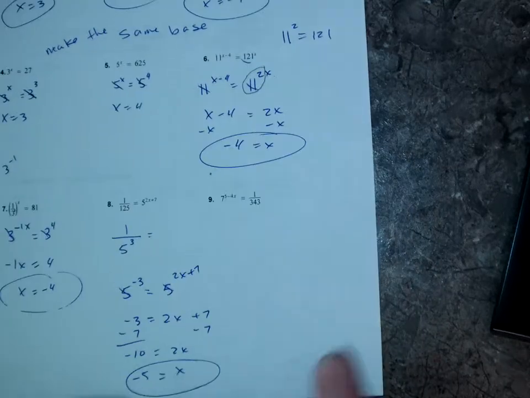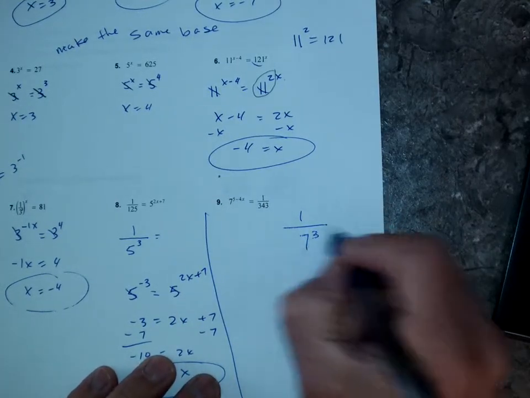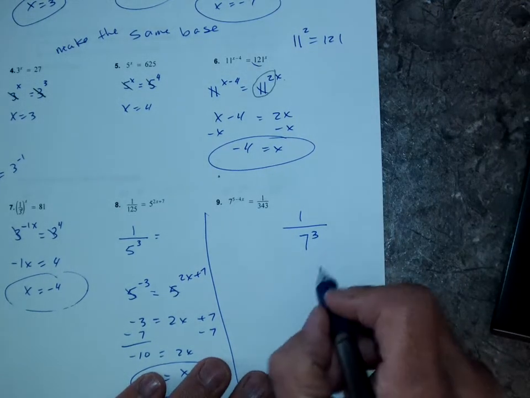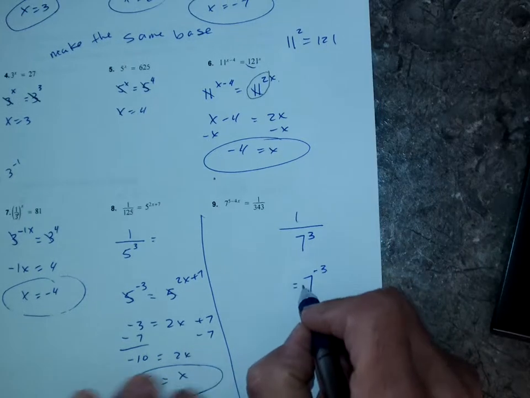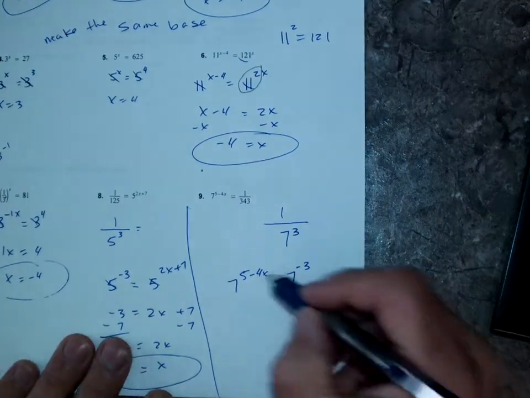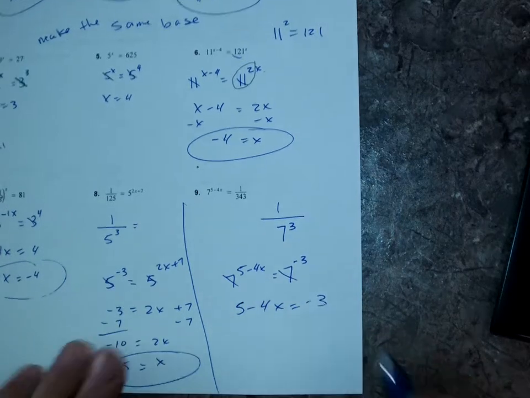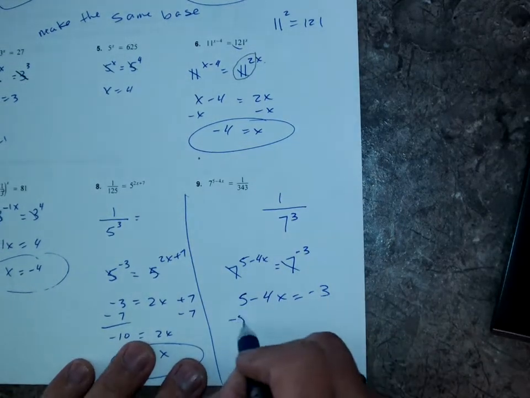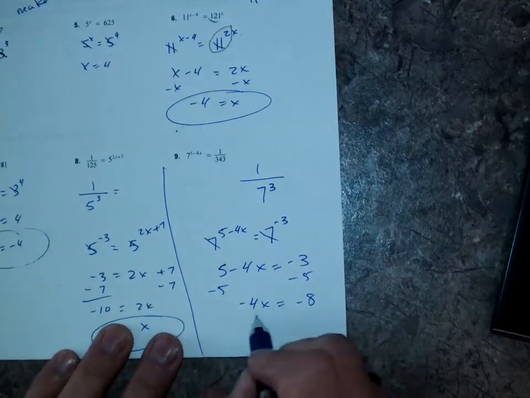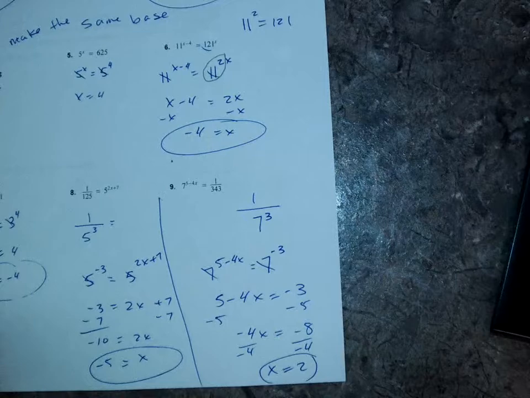I can check that on the calculator if I want to, but it is really a 1 over 7 to the third. But that's a fraction. So again, I'm going to make it into a negative exponent. So I'm going to 7 to the negative 3 equals 7 to the 5 minus 4x. Okay, once I get the same base, cancel, cancel. I'm going to get a 5 minus 4x equals negative 3, and I got to solve. I can do that. Okay, minus 5 minus 5. I got a negative 4x equals negative 8, right? Divide by negative 4, divide by negative 4, and x is 2. Okay, how am I doing? Okay, so far so good? All right.